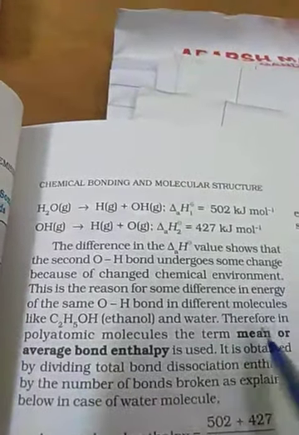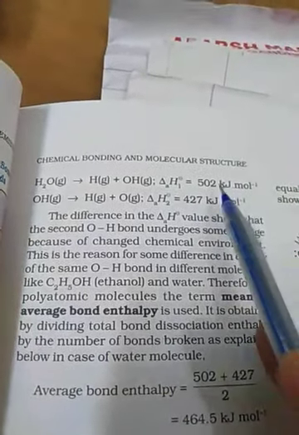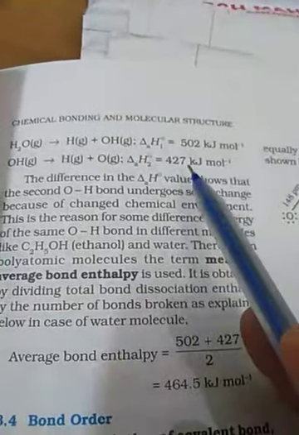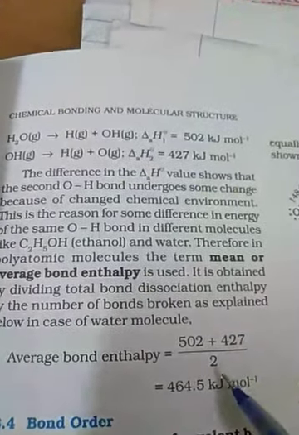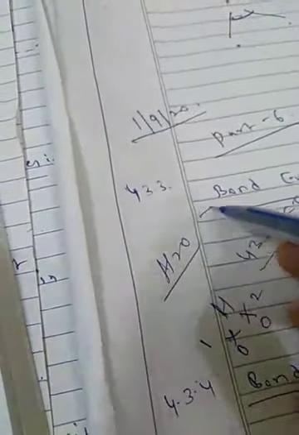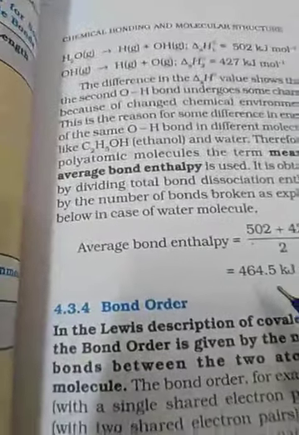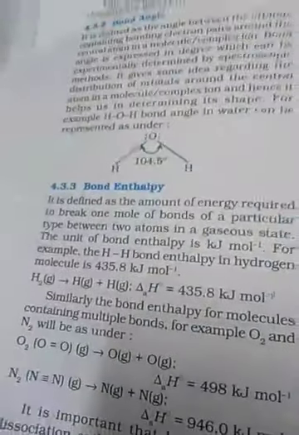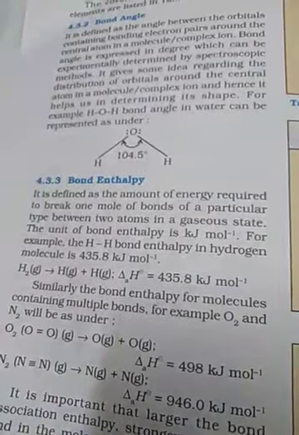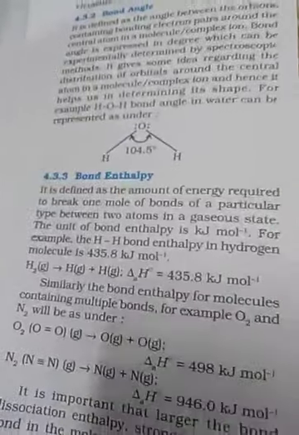Therefore in polyatomic molecules, the term mean or average bond enthalpy is used. See, first energy is 502, second is 427, plus, divided by 2. So this is the average bond enthalpy to break this H2O. We have to find both the energies for the first bond and for the second bond, total these two and divide by 2. You will get average bond enthalpy. So in short, bond enthalpy is defined as the amount of energy required to break 1 mole of bonds.